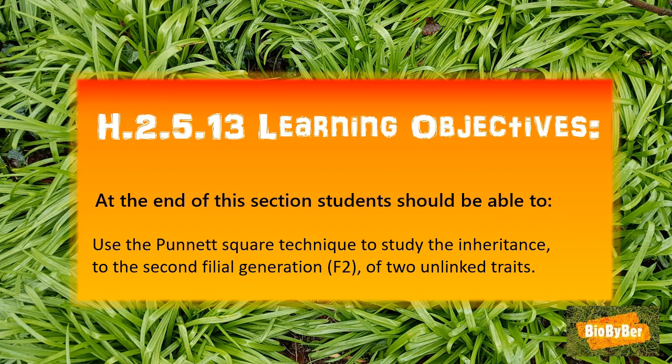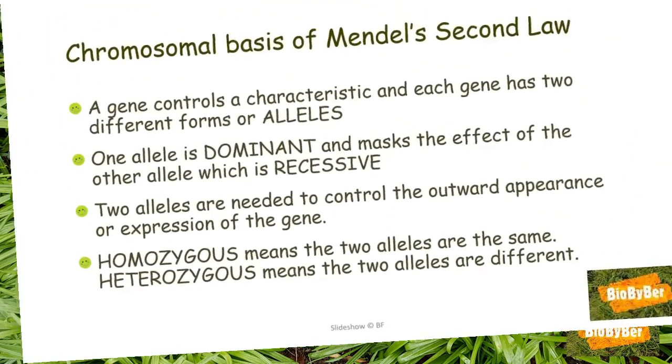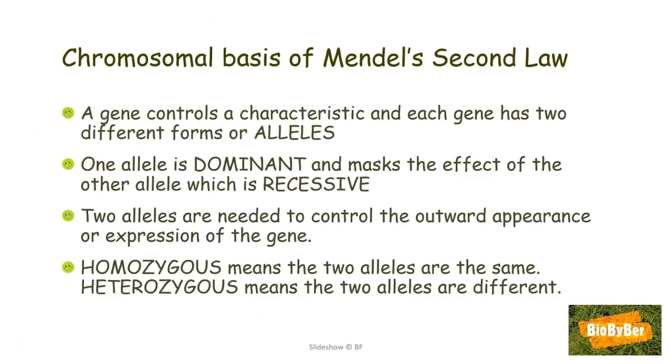What does this actually mean? What are we trying to learn? Well, we have to be able to use the Punnett square technique to study the inheritance of two unlinked characteristics or traits to the second generation, or to the second filial F2 generation. We now need to be able to explain Mendel's Second Law based on chromosomes.